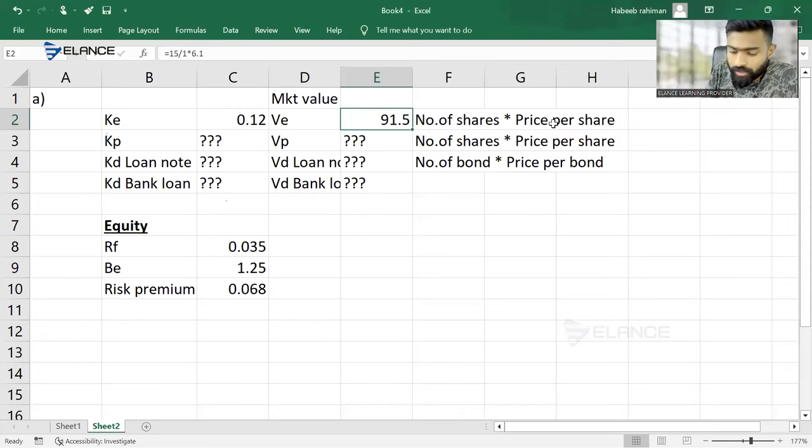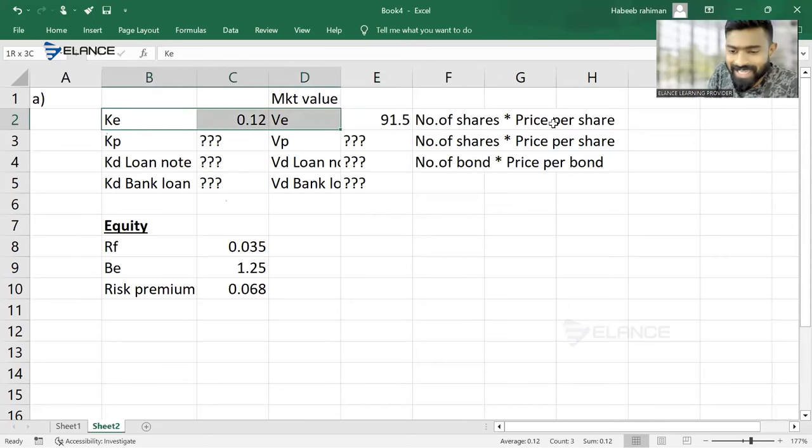I'll solve once again. 15 million was the capital value in books. Divided by its par value, now it is the number of shares. And each share is worth 6.1. So in total, it is 91.5. So we solved for KE and VE. Similarly, we'll be doing KP and VP.